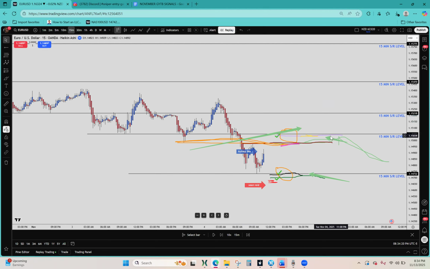So let's just say we entered from this level. Where is your true first TP at? If we entered right here, technically speaking, where's your first true TP at? Where would your TP2 be at?